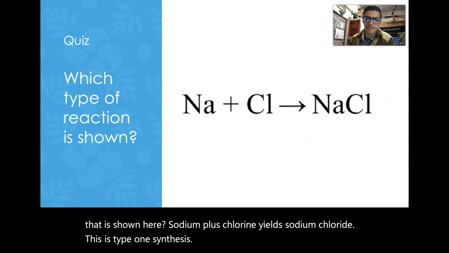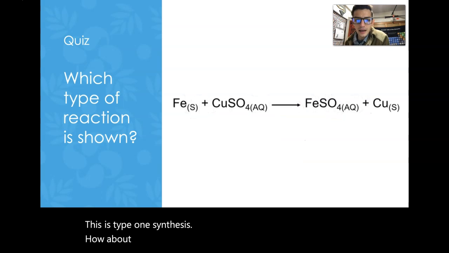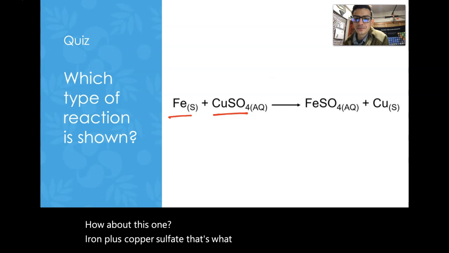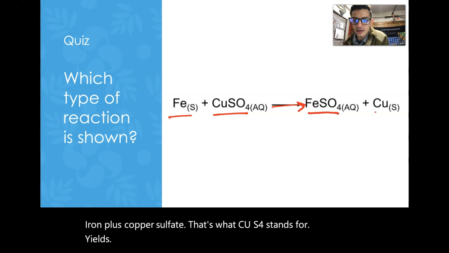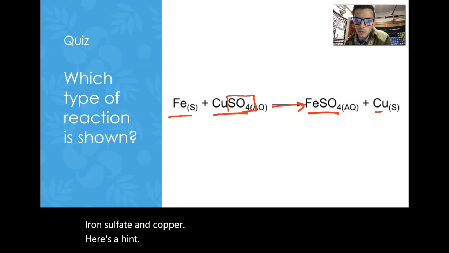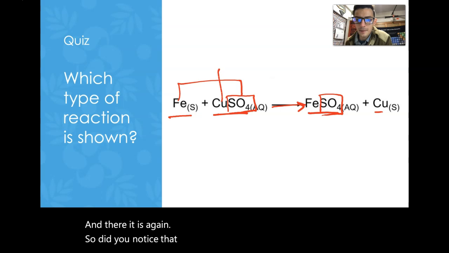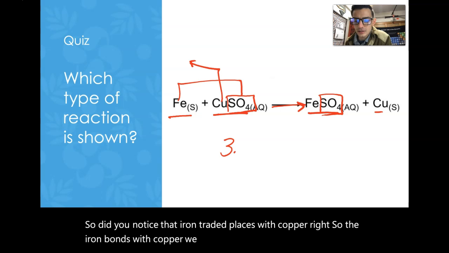How about this one? Iron plus copper sulfate, that's what CuSO4 stands for, yields iron sulfate and copper. Here's a hint. This is 1 unit. Even though it's multiple atoms, this is technically going to be 1 unit. And there it is again. Okay, so did you notice that iron traded places with copper, right? So the iron bonds with the sulfate. We call this, I think this is number 3, a single replacement.